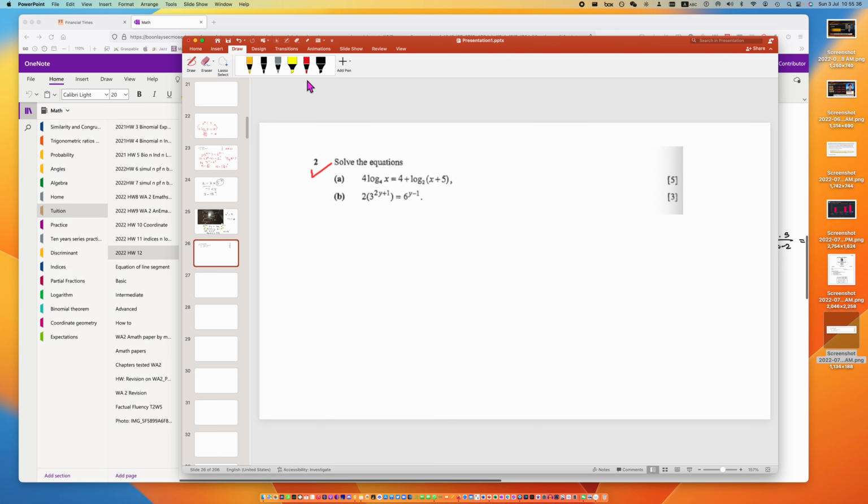Okay, so in fact, the strategy is change of base, change to the same base. For logarithms, you just need to find a common base, just like your indices just now. You either play with common base or common power for indices, but for logarithm it is common base.